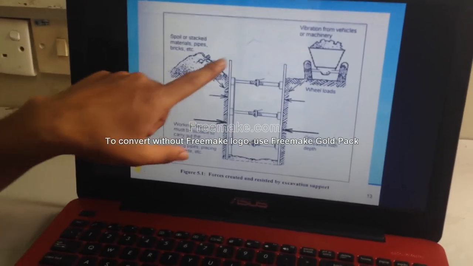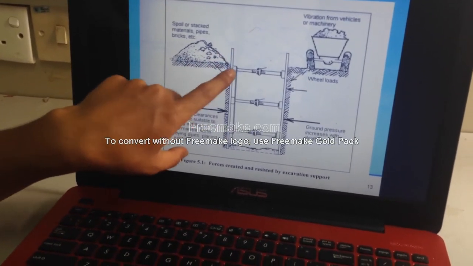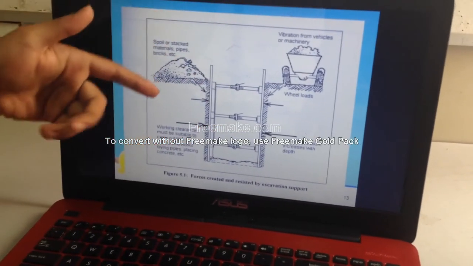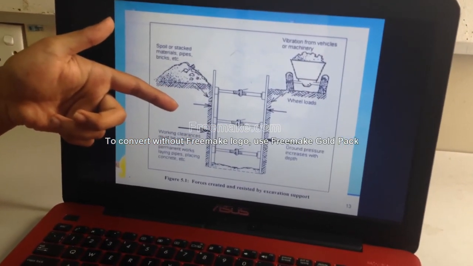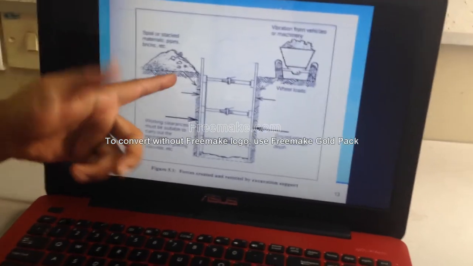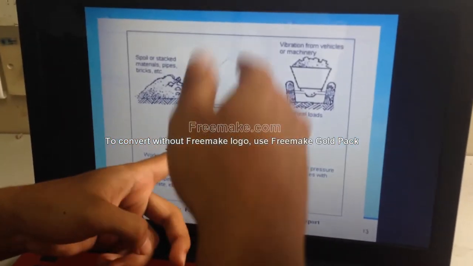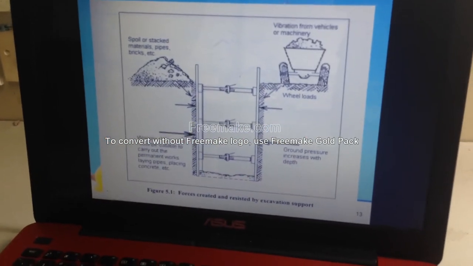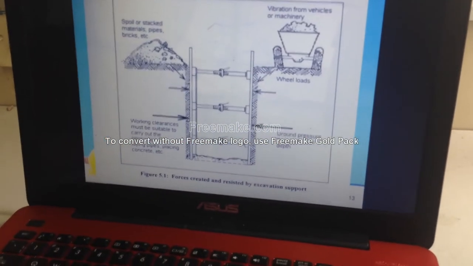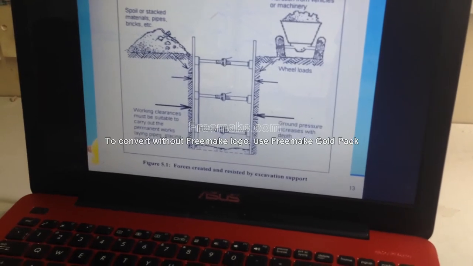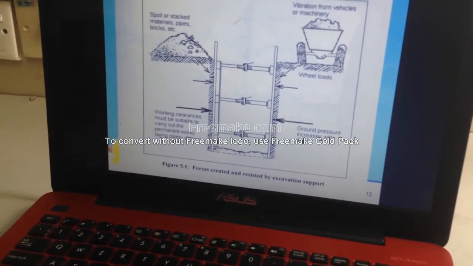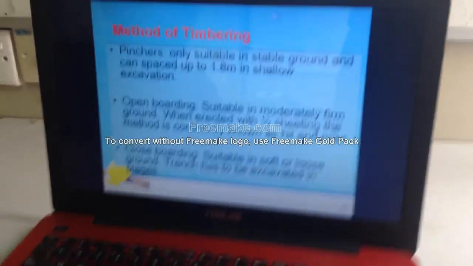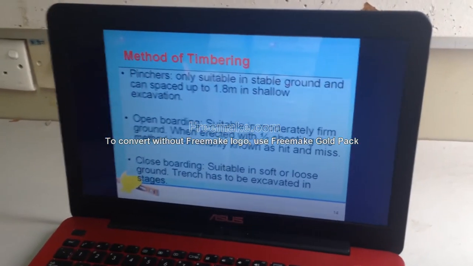This is the look of the process of excavation. This is a column that we put at the ground to make sure the base of the building is good to continue the construction. Okay, so there are three methods of timbering.